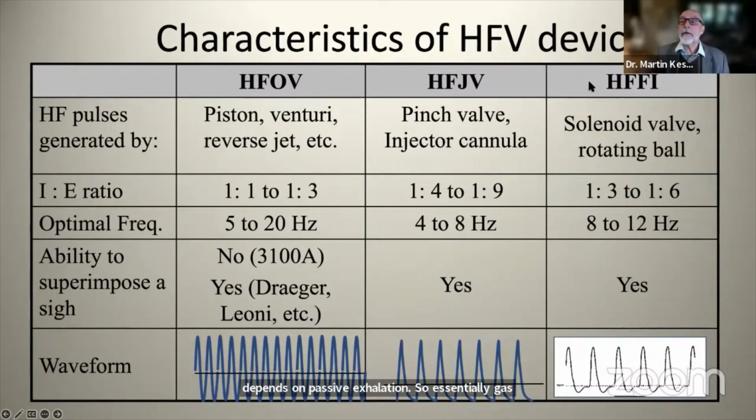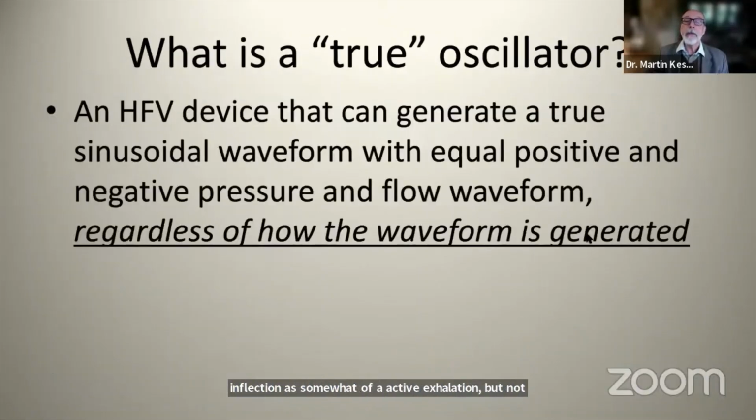And then there is something called high frequency flow interruption or percussive ventilation that again is generated by a variety of mechanisms. The difference between flow interruption and jet ventilation is that with flow interruption, the gas enters the airway without going through that jet nozzle. Some of the flow interrupters do have a negative inflection, somewhat of an active exhalation, but not nearly the same magnitude as the inspiratory flow.